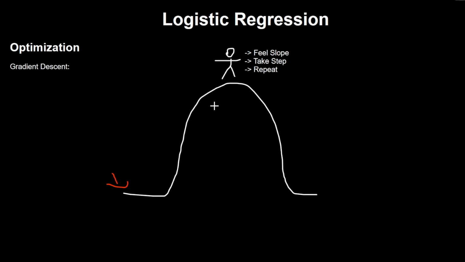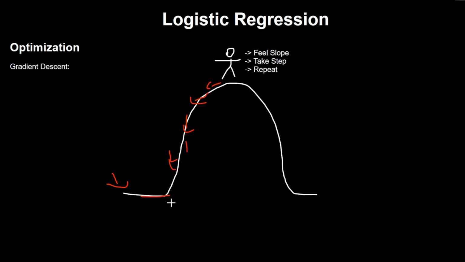So move a small distance in that direction. You'll just take a single step. Again, you will repeat the steps. You will keep feeling the new slope and taking the small steps until you feel no more slope. Here the slope will be 0 because there will not be any steepness, which means that you have reached the bottom of the valley.